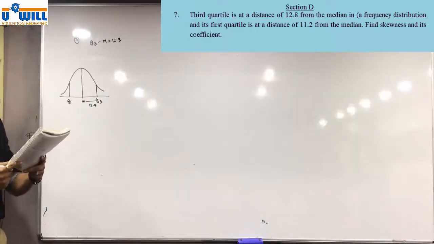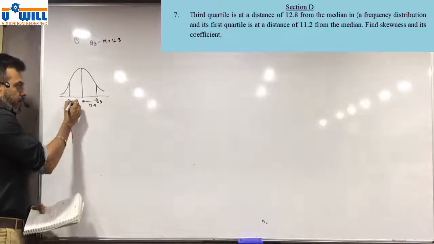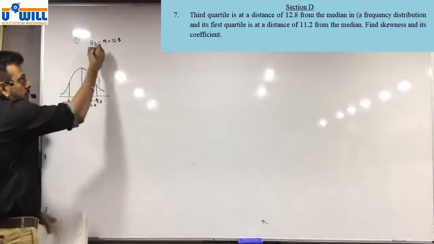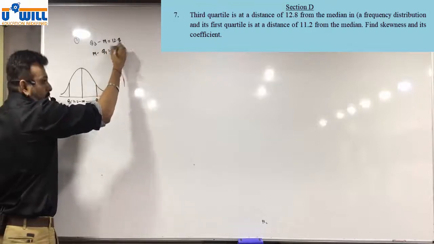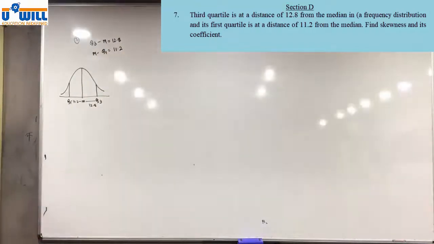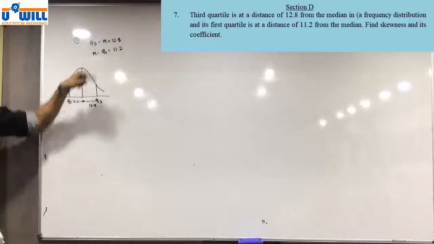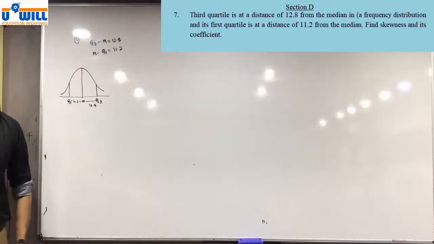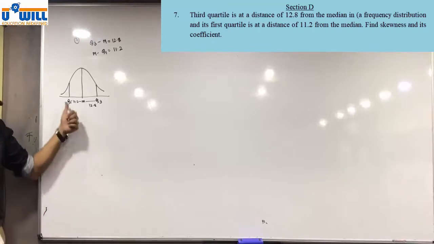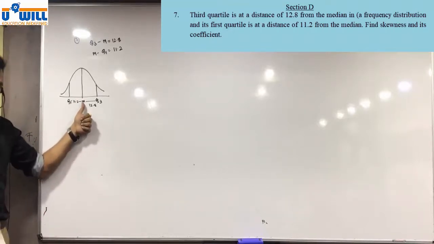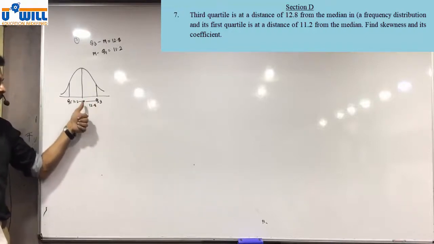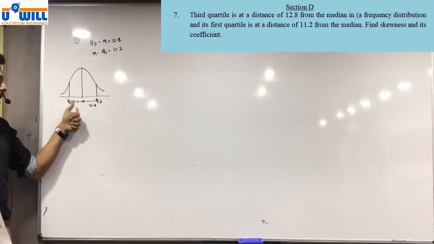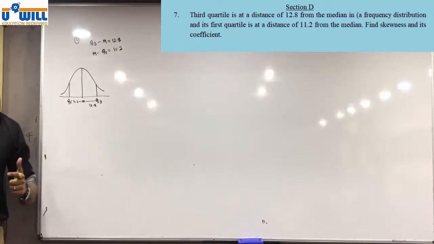Then first quartile is at a distance of 11.2. So M minus Q1 is equal to 11.2. Understood this? Can I write Q1 minus M? No, because then it will become negative. The median is greater than Q1 and Q3 is greater than the median. So it's always Q3 minus M and M minus Q1. All of you understood this?